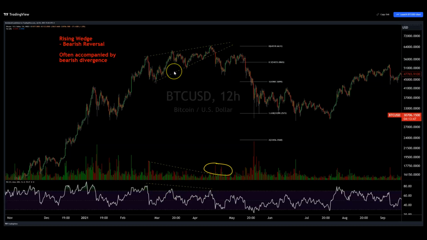In this case, we were rising wedging at 60K. There's some cloud evidence as well for why this broke down, but you do get your high volume confirmation. So I was not treating this as bullish, which ended up being correct. But that certainly isn't always the case, especially with crypto.